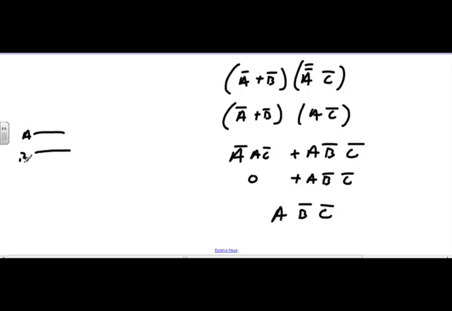A, B, C, knotted, not knotted. Next one, B is knotted, C is knotted, and they're ANDed together. W.